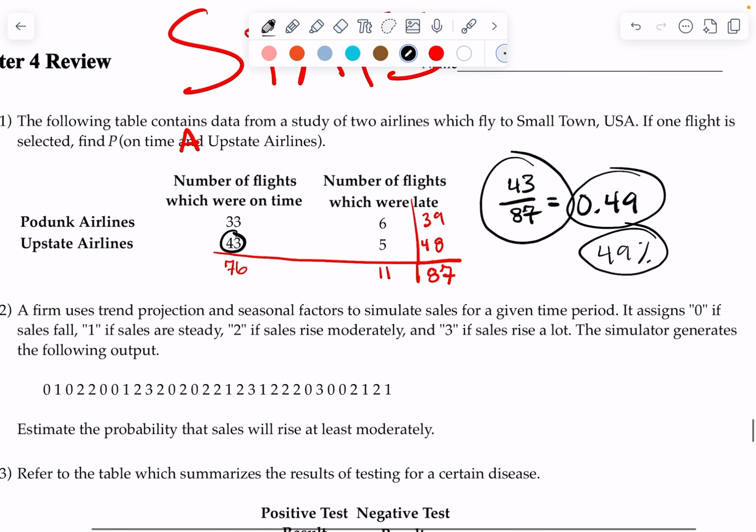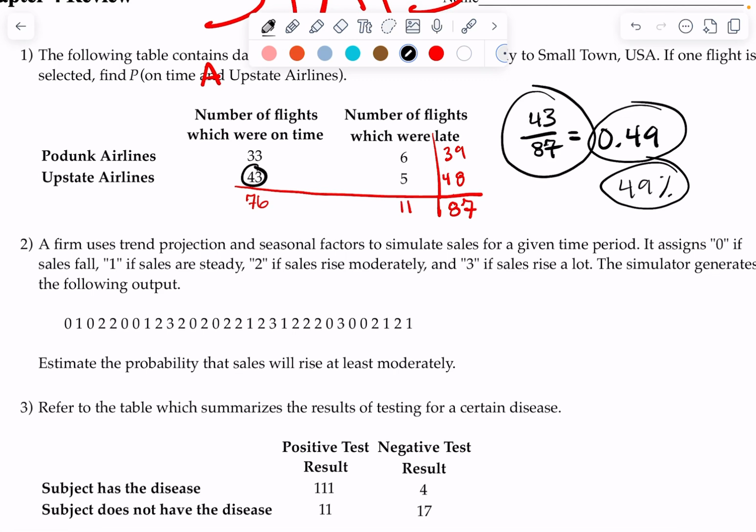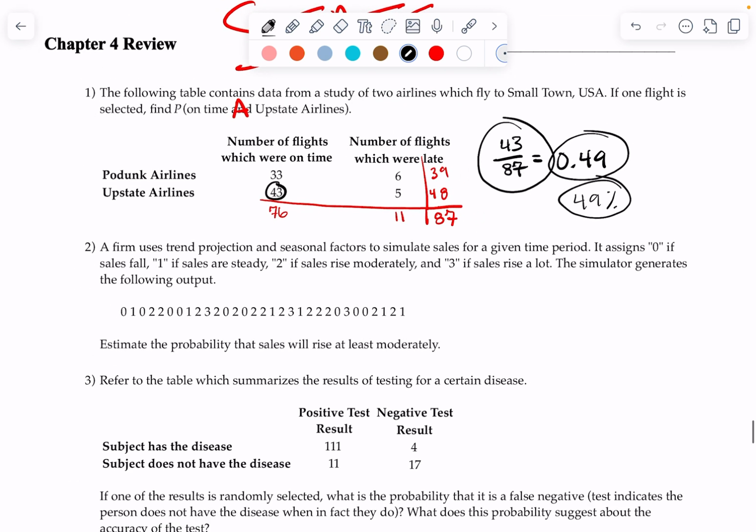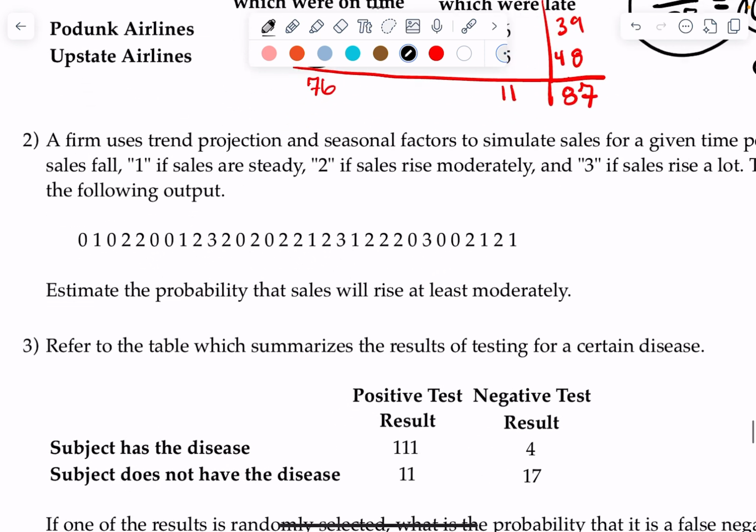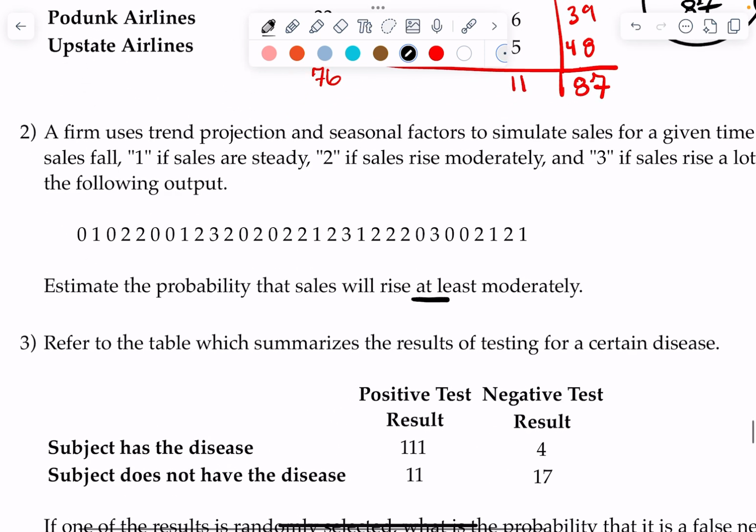Okay? All right, number 2, a firm sells trend projection and seasonal factors to simulate sales for a given time period. It assigns 0 if the sales fall, 1 if the sales are steady, and 2 if it rises moderately, 3 if it rises a lot, okay? The simulator generates the following output. Estimate the probability that sales will rise at least moderately. Moderately is 2, and at least moderately would be a 2 or a 3. Right? Rising a lot is at least moderately. So anything except 0s and 1s. So we're looking for 2s and 3s.